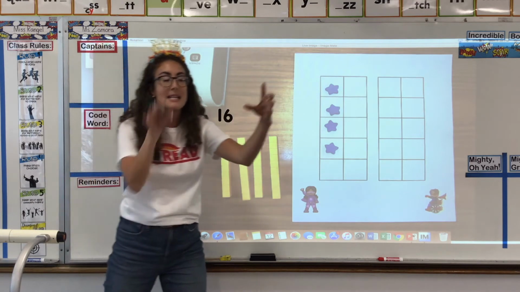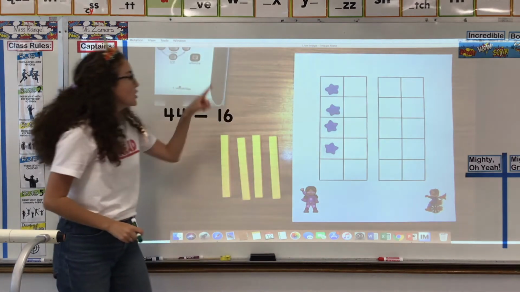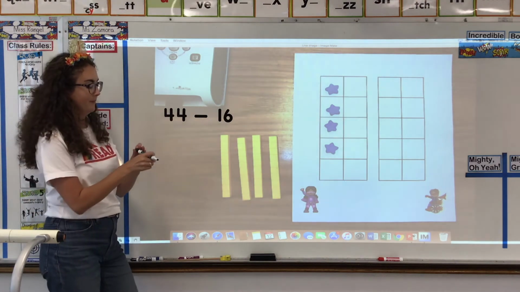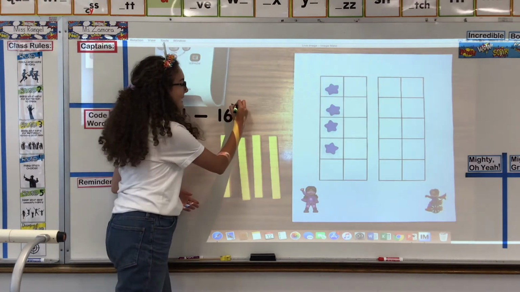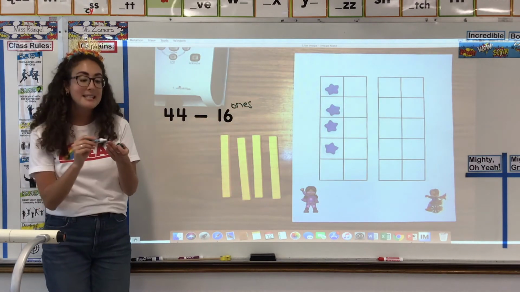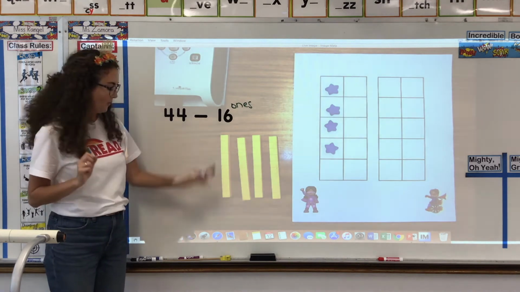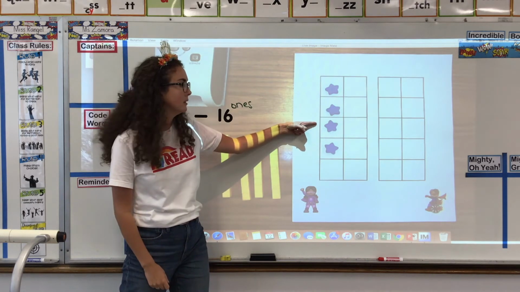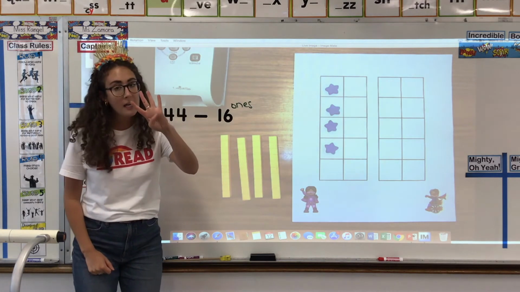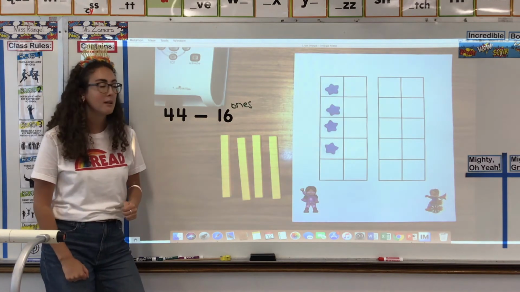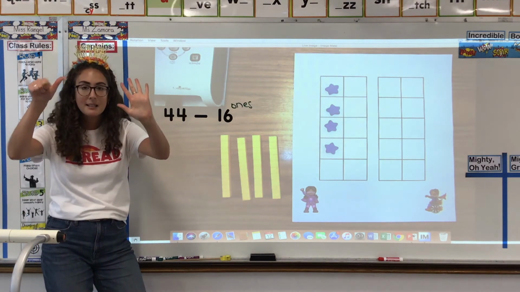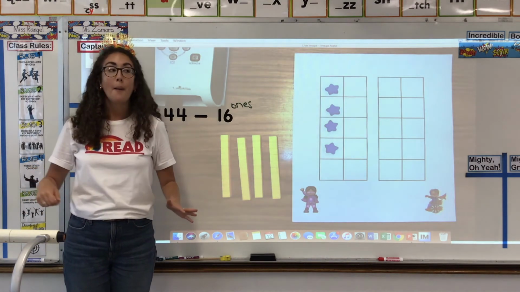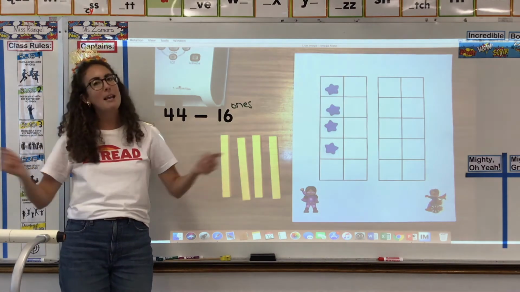The ones, of course, because that's the smaller unit. So in 16, what number's in the ones place? The 6, exactly. So we're going to work with this 6 since we're subtracting the ones first. But how many ones do we have right now? 4. But how many do we want to take away? 6. Is that a problem? Yep, that's a problem. But what do we do? We know how to fix it.